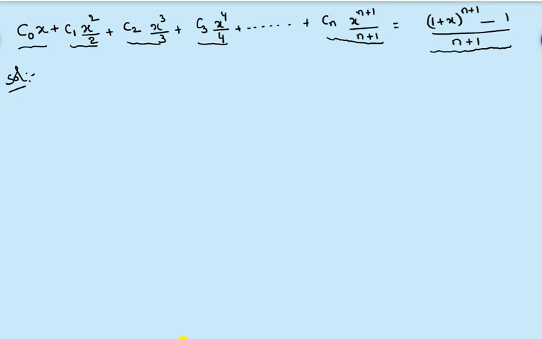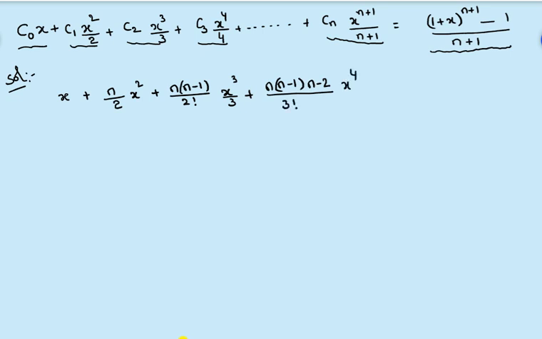Now what I am doing here is C0 means you know 1, that's why you will write x. C1 means we know n, so n by 2 into x square. C2 is equal to n into n minus 1 divided by 2 factorial into x cube divided by 3 plus C3 means n into n minus 1 into n minus 2 divided by 3 factorial into x to the power of 4 divided by 4 plus and so on plus Cn means nCn.